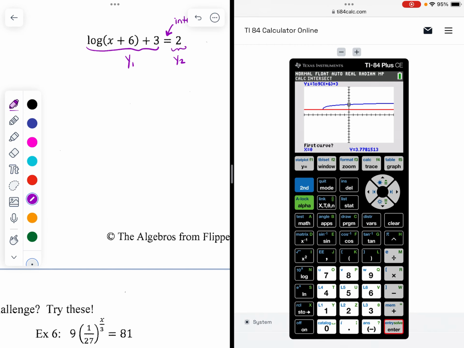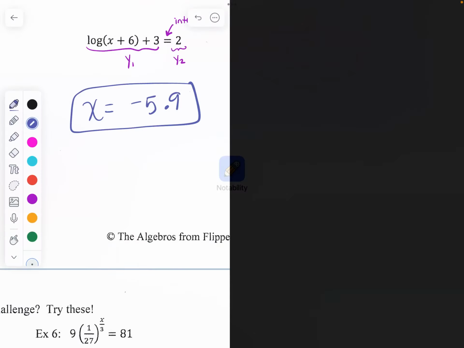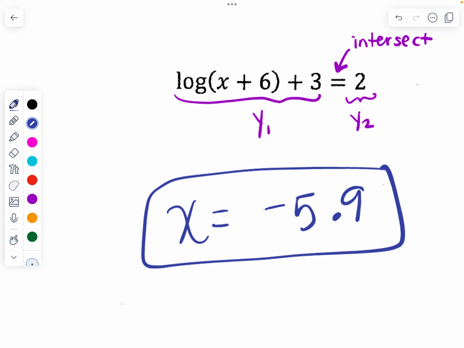It's going to ask you some questions here. It says, is this the first curve? Meaning, is the cursor on one of your curves? Yes, it is, so we hit enter. Is the cursor on the second curve? Yes, it is, so hit enter again. We're going to see where they intersect, and we get an intersection at x equals negative 5.9. So x equals negative 5.9 is our intersection. Okay, all right, we're going to keep going from there.